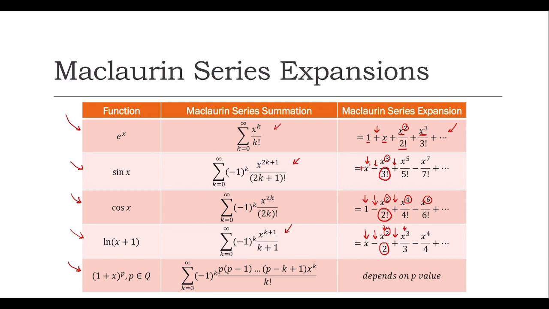Finally, you have 1 plus x to the p, where p is an element of the rational numbers, and this is going to be the sum from k equals 0 to infinity of negative 1 to the k times p minus 1, all the way until p minus k plus 1, times x to the k over k factorial, and how it will expand depends on what your p-value is.